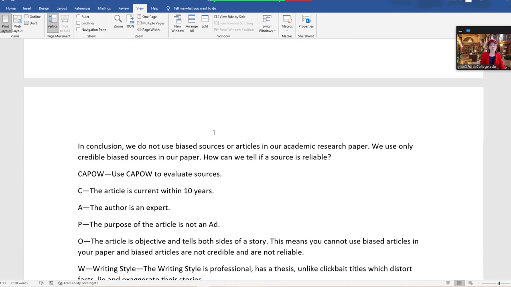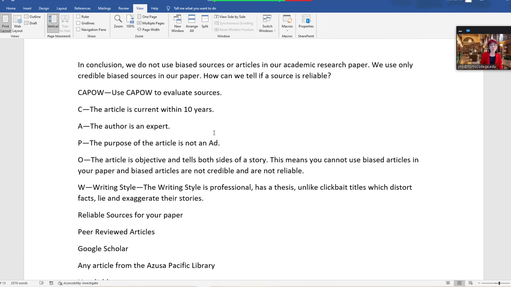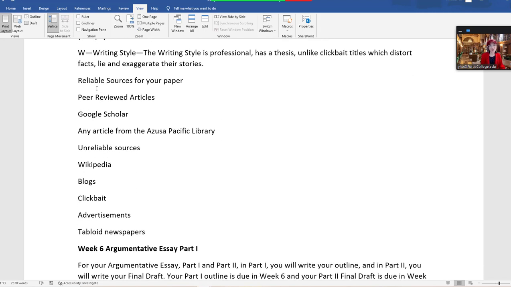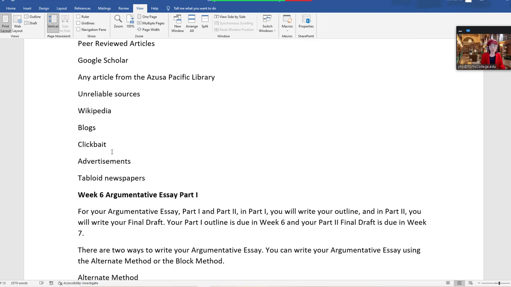So in conclusion, we do not use biased articles in our research papers. We use only credible, unbiased sources. We can always tell if a source is reliable because we use CAPOW, and we can find reliable sources in peer-reviewed articles, Google Scholar, and any article from the library. Unreliable sources are Wikipedia, blogs, clickbait, advertisements, or tabloid newspapers, like anything we're going to post in the week 6 forum.